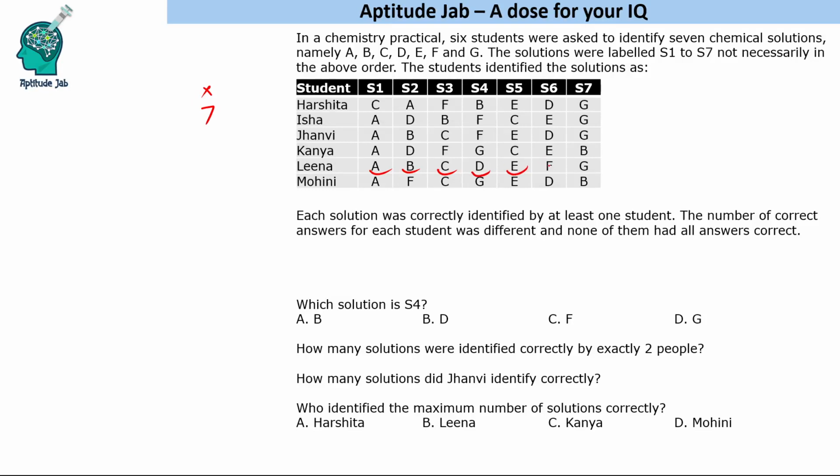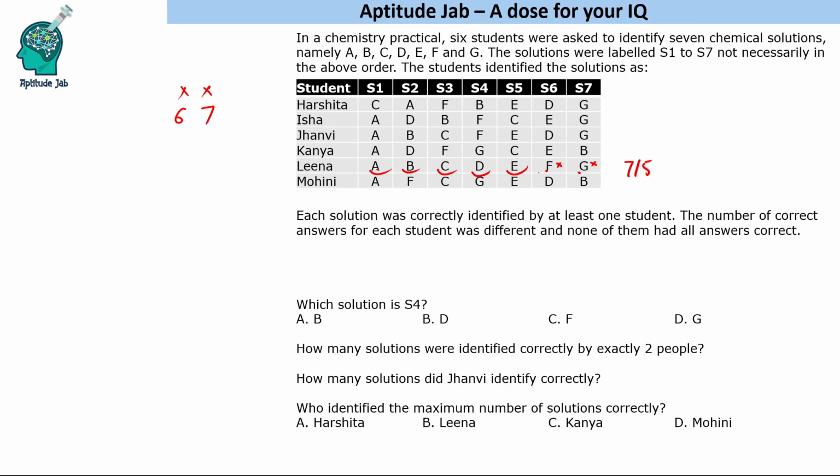So either she will get both of these correct, F and G, so that she gets a 7, or she will get both incorrect. So she will be able to get 5. Similarly, for any person, either all 7 will be correct or it could be 5. So no one can get 6 correct because all have answered different options. I mean, for different solutions, they've given different names, right?